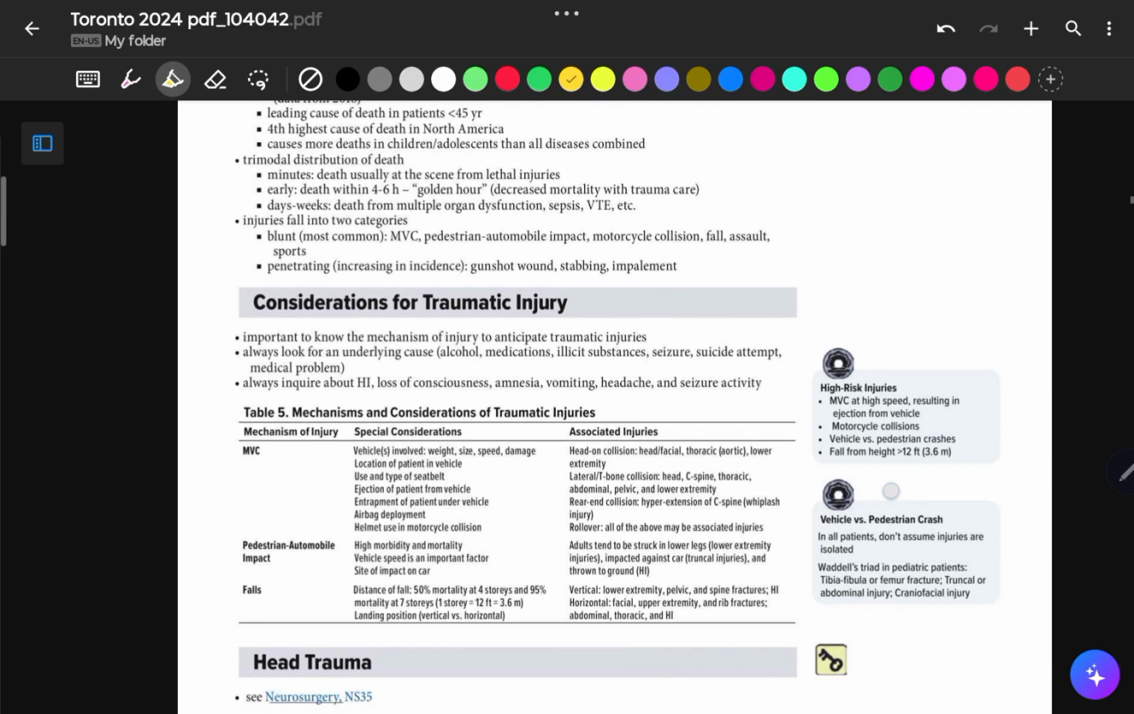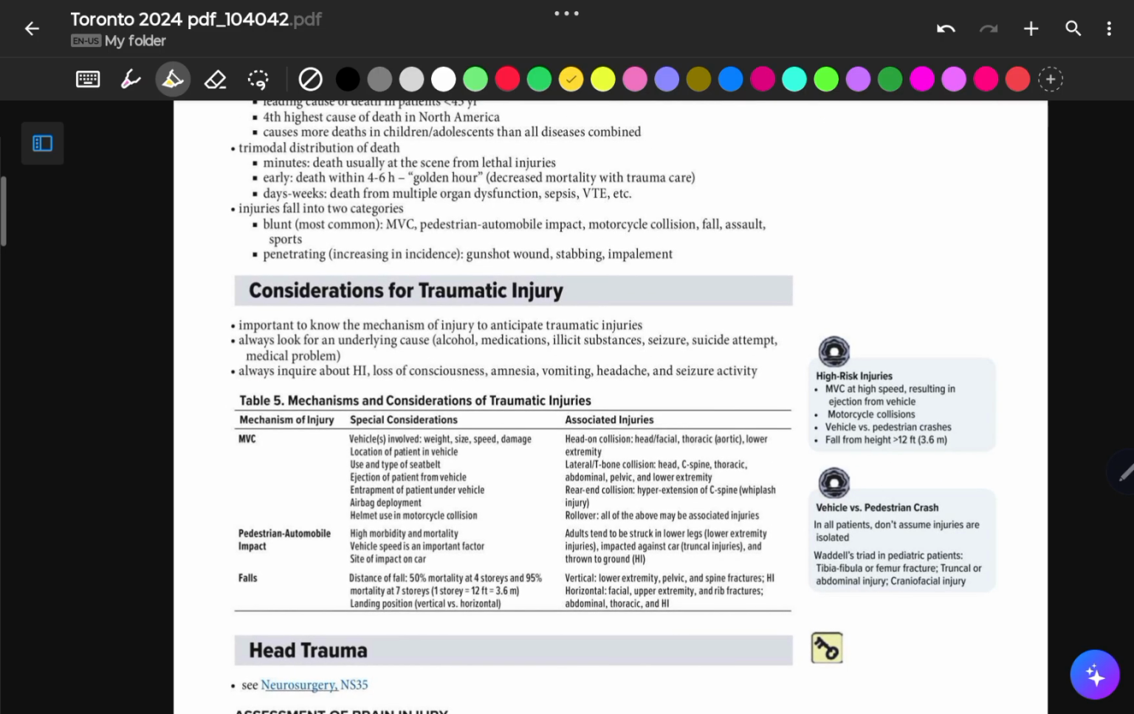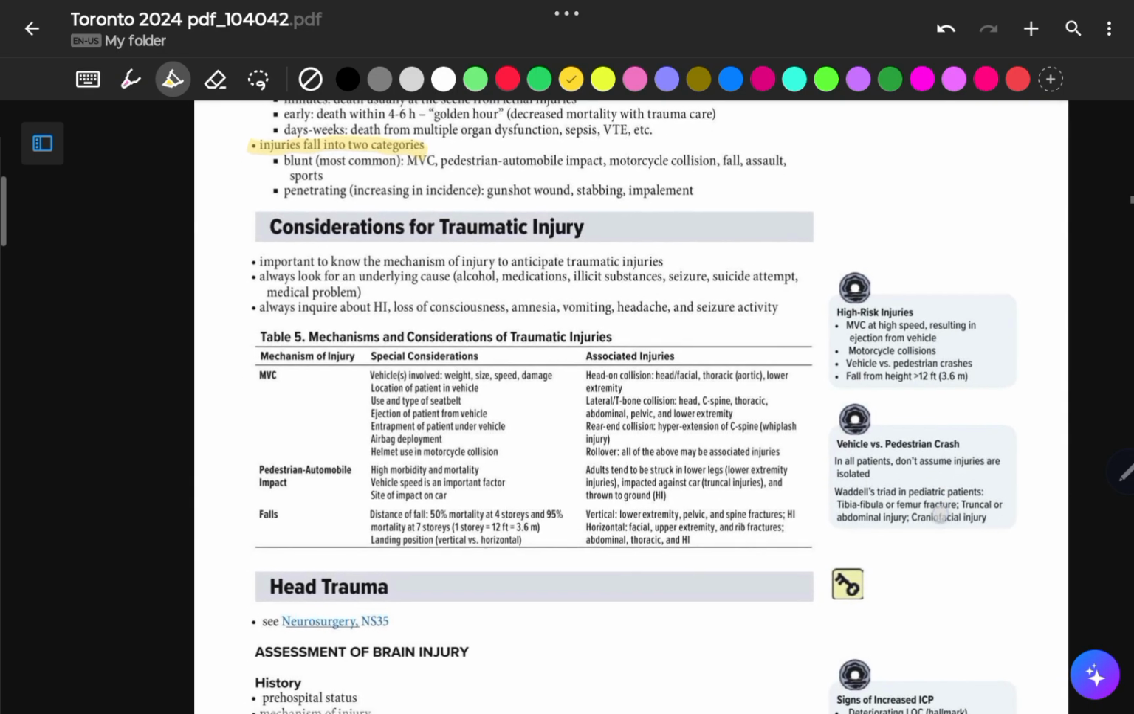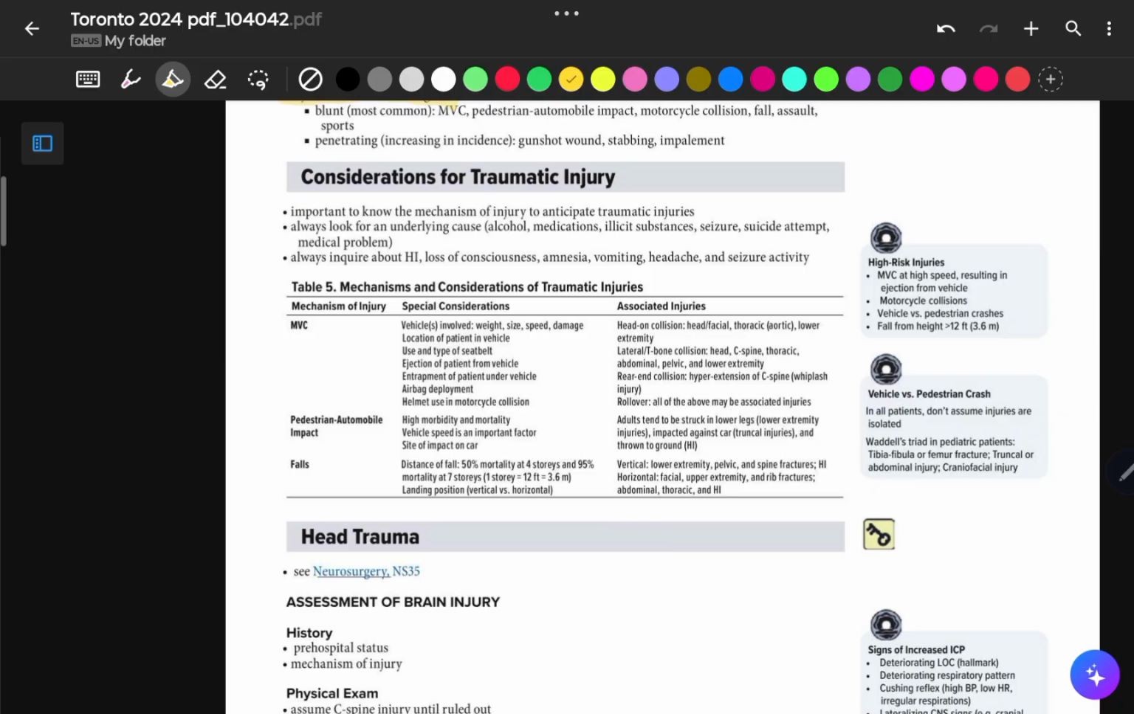So what are the injuries? The injuries actually fall into two categories. You have blunt trauma, which is the most common one, and then your penetrating one. Blunt trauma could be from a motor vehicle accident, a pedestrian automobile impact, a motorcycle collision, a fall, assault or sport. Penetrating trauma could be due to a gunshot wound, stab, or impalement.